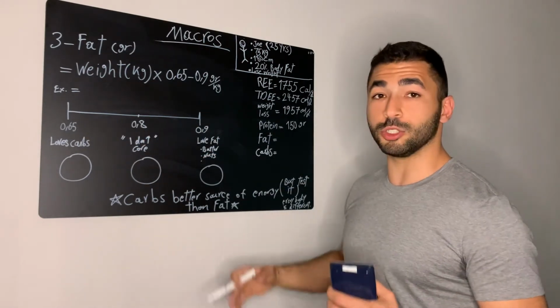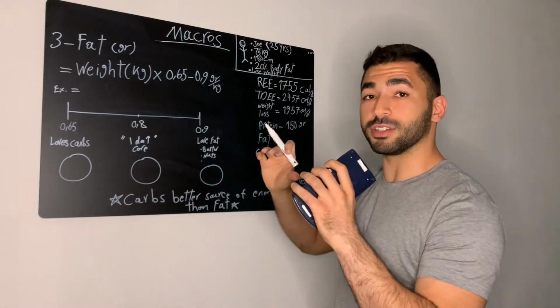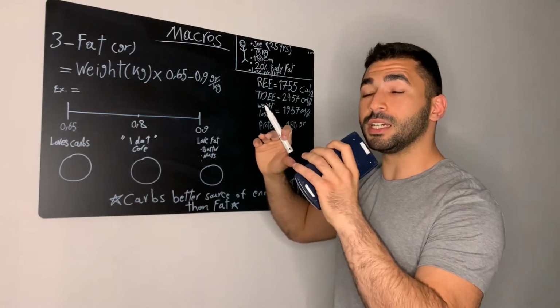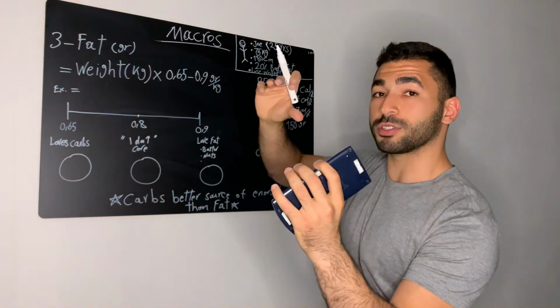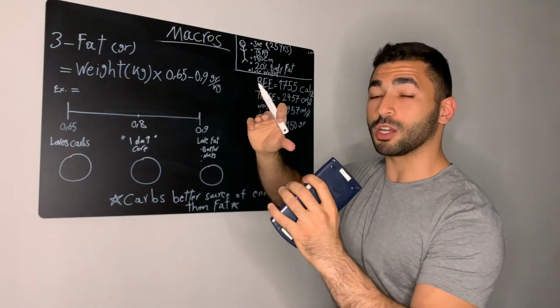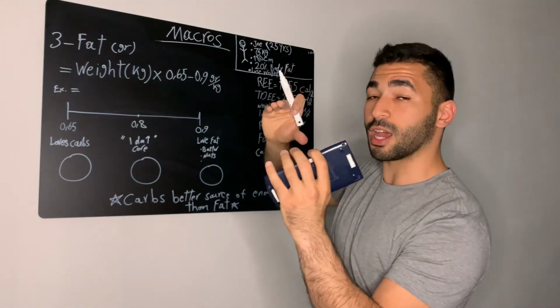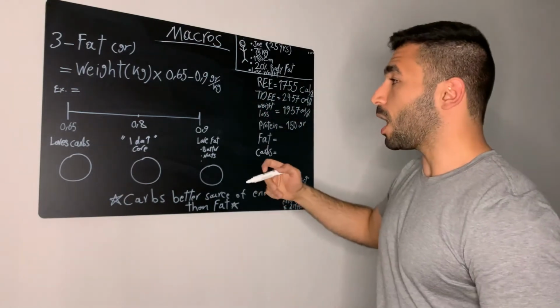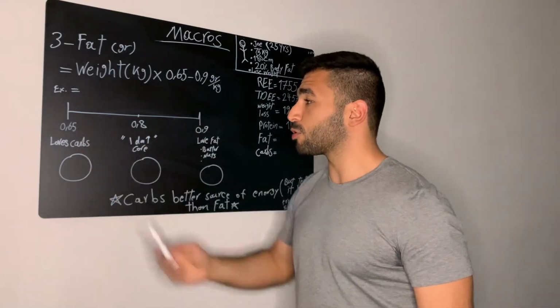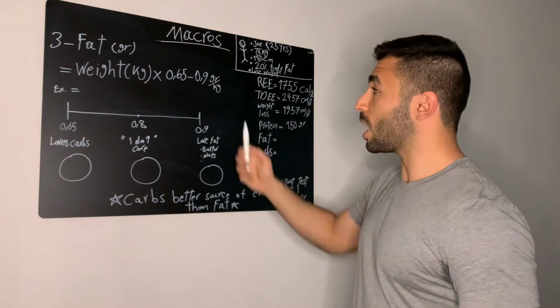Because the rest of it is still usable for the carbohydrates that we're going to calculate next. So we're going to put the remaining calories toward the next one. So I would say if you're a person who loves carbs, go for 0.65. Okay, times it by 0.65.